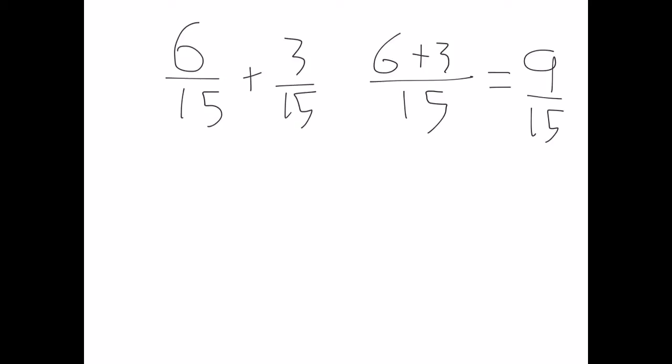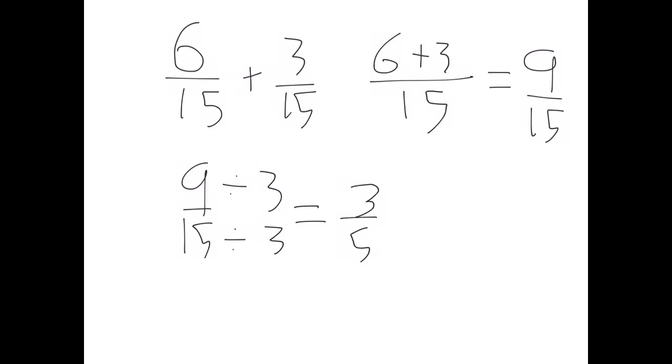And then let me write 9 over 15 here. And then you can divide each of these by 3. 15 divided by 3 is 5. 9 divided by 3 is 3. And then your answer is 3 over 5.